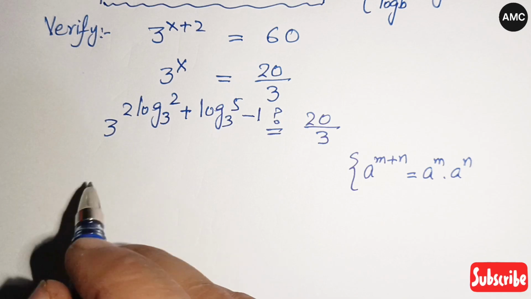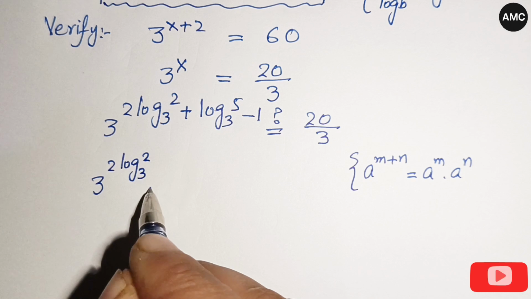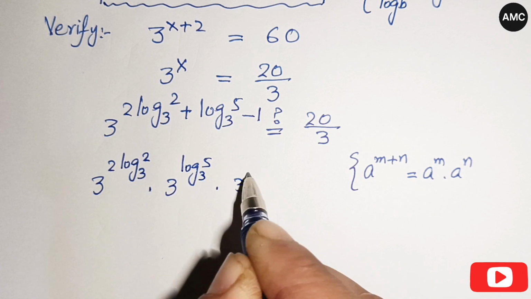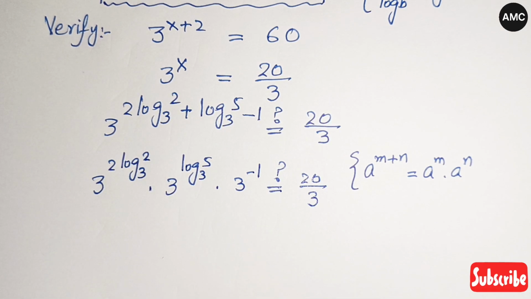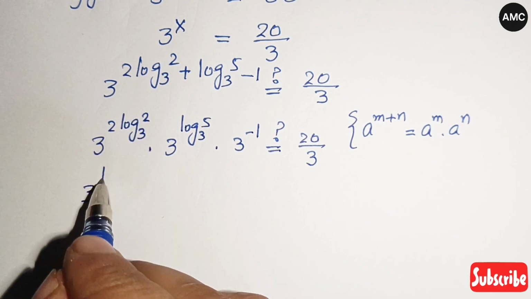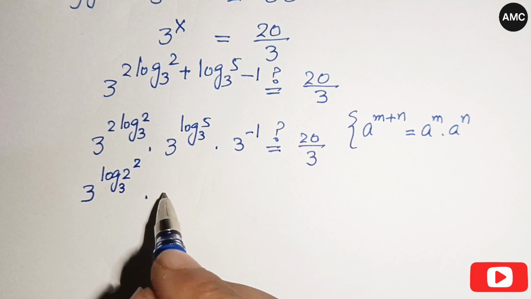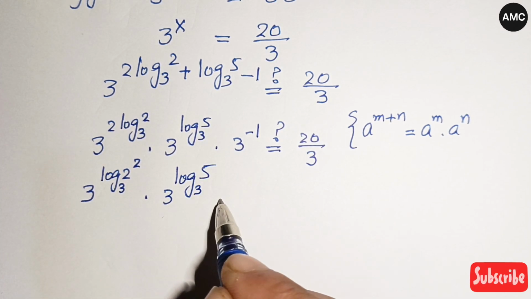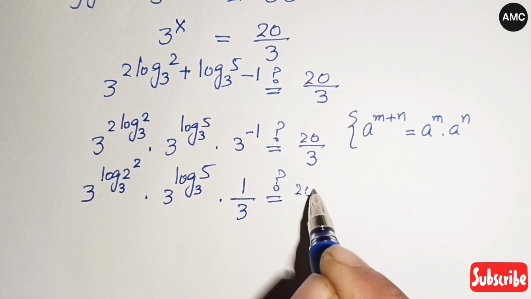So here we get 3 to the power 2 log 2 to base 3, times 3 to the power log 5 to base 3, times 3 to the power minus 1. Is it equal to 20 over 3? Shifting the 2, we get 3 to the power log 2 squared to base 3. Similarly here we have 3 to the power log 5 to base 3, and 3 to the power minus 1 is written as 1 over 3. Is it equal to 20 over 3?